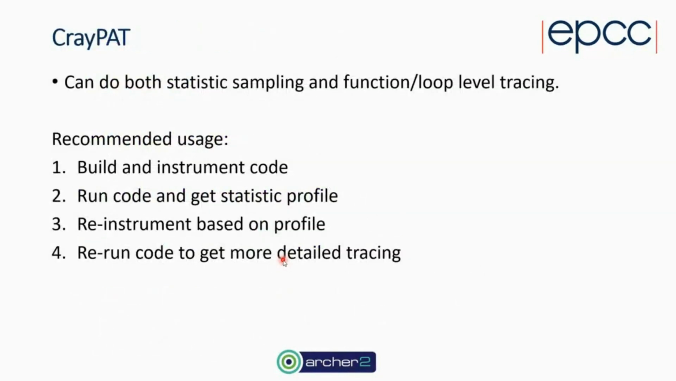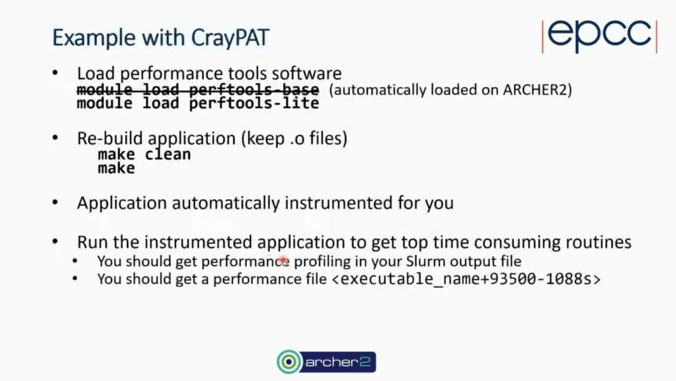Now on ARCHER2, we have access to CrayPat, which is a Cray profiling tool, which will do both sampling and function and loop level tracing. It's quite a nice profiler. And we can use it in a number of different ways. We can build an instrumented code, we can get a statistical, a sampling profile from it, we can rebuild and get a tracing profile from it, and those kinds of things.